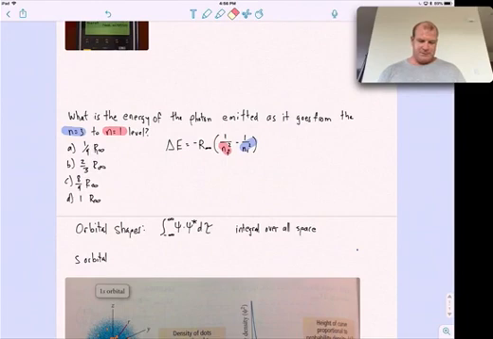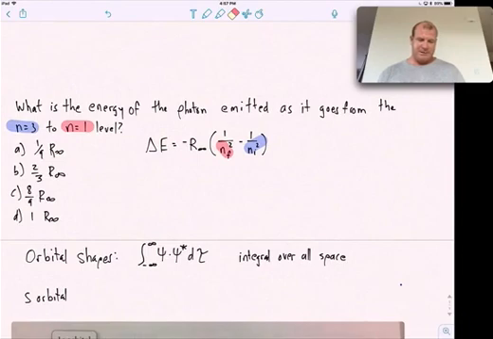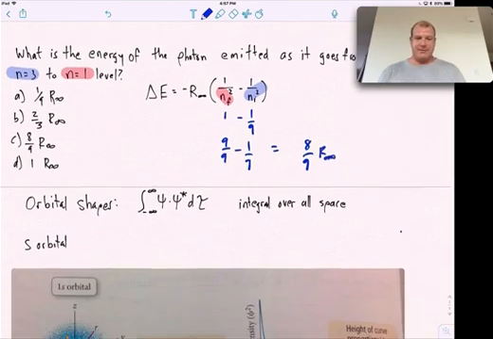Okay, so you try this one out as it goes. What is the energy of the photon emitted as it goes from the n equals 3 to n equals 1 level? Pause this if you want to try and do it on your own, but I will do this now. So this is 1 minus 1/9. So this is 9/9 minus 1/9. So this is 8/9. So 8/9 Rydberg is the energy of that photon. So that's how you do that one.